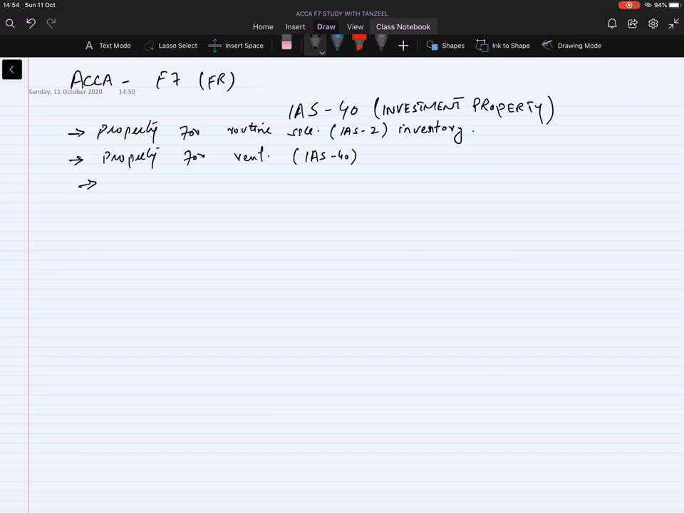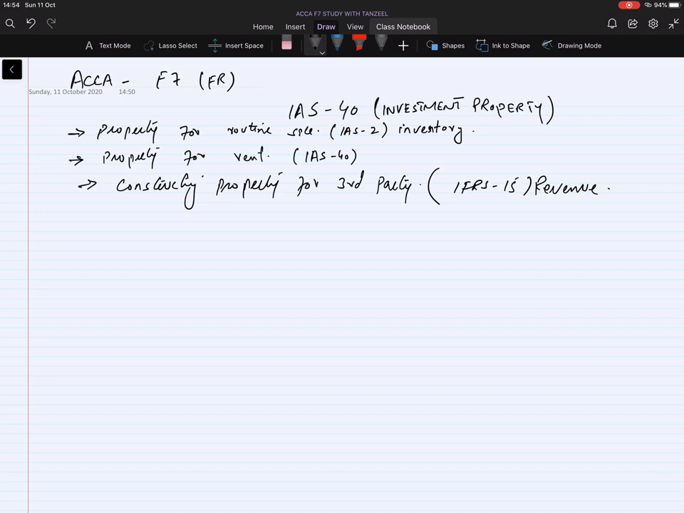But if you are constructing property for a third party, then you book your revenue as per IFRS 15 revenue, because you are not the original owner, and you are not going to use this property to earn rent or to sell it. You are doing some work for someone else, so you book your revenue as per IFRS 15.